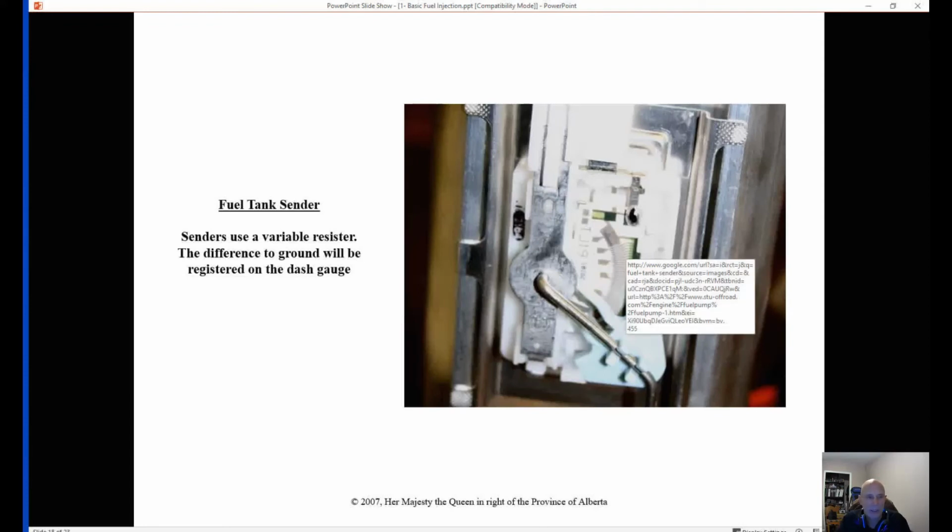Another thing to look at is fuel tank senders. How many times does a customer come in and his fuel tank reads that it's fine, and he's run out of fuel or really close? These, again, are pretty standard in how they work. They just may vary in appearance.